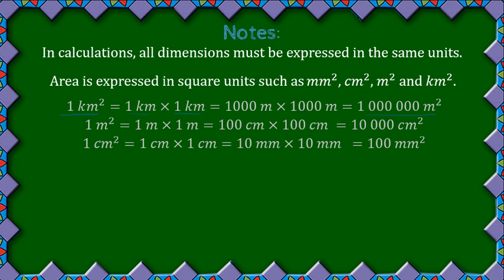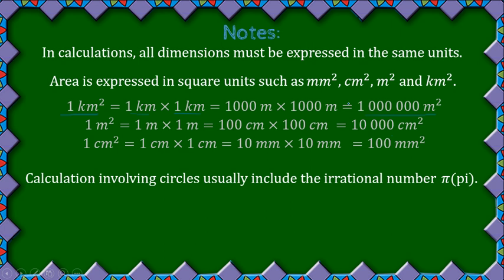Similarly, if I, for example, have 1 centimeter squared and I have to convert it to millimeters squared, I first break it up into 1 centimeter times 1 centimeter, and then convert the individual lengths, and then times the lengths together again to get 100 millimeters squared.